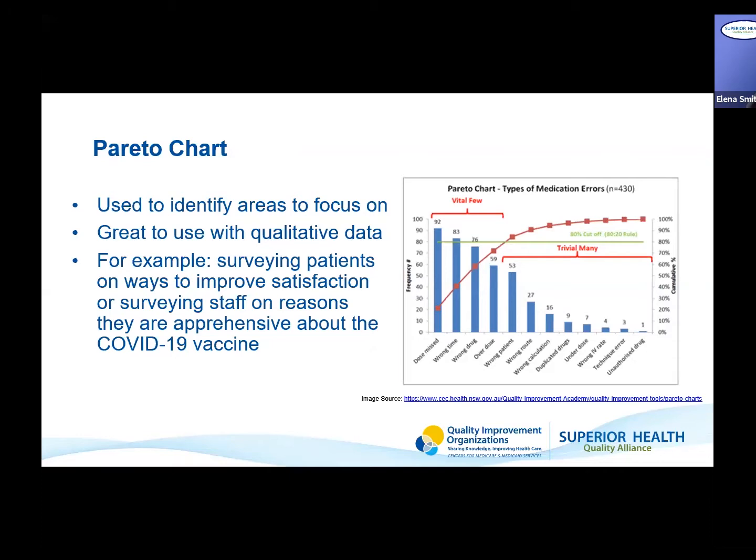So you can see an example of a Pareto chart right over here. This one's focused on types of medication errors. So you can see the top 4 there are dose missed, wrong time, wrong drug, and overdose. So those are the areas that you'd want to focus on first in reducing those medication errors happening. And then you can kind of get to the other ones if there's still an issue.